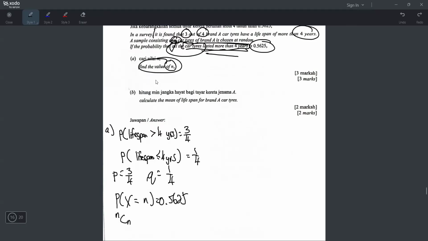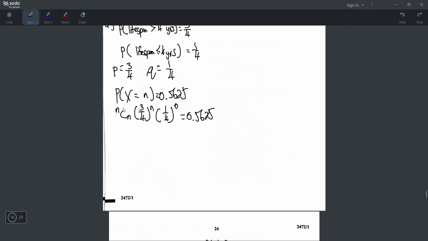Because the formula we use is P(X = x) = nCx p^x q^(n-x). But since the probability this time is the probability for all success, the n here and the x here will be the same value. That's why I write nCn here. And then p^x will just be (3/4)^n. And then q^(n-x) will just be (1/4)^(n-n), which is (1/4)^0, equals 0.5625.